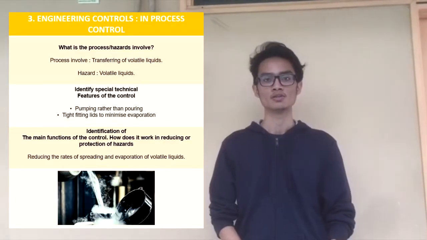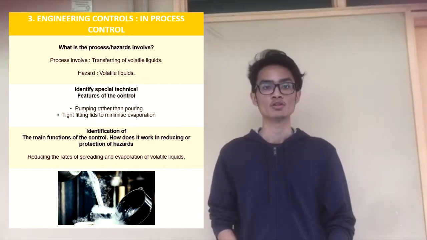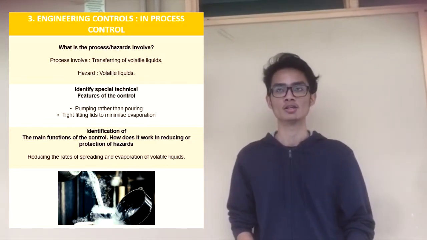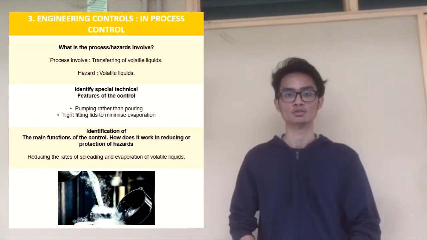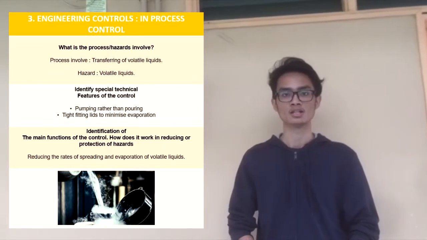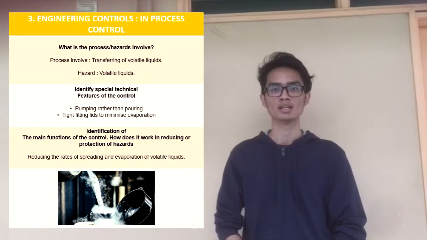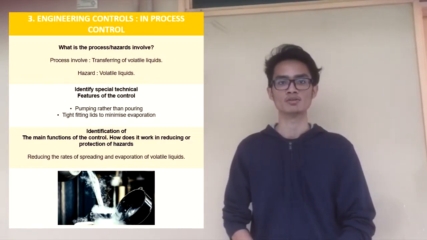The next table is engineering controls for in-control process. The process involves transferring of volatile liquids. The volatile liquid is the hazard itself. A special technique is required to transfer the volatile liquids, such as pumping instead of pouring it. By using the pumping technique, it reduces the rate of spreading of the volatile liquids into the environment.